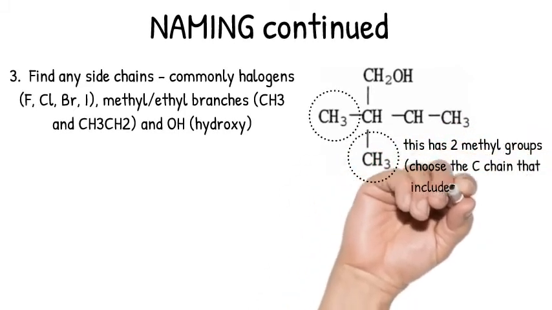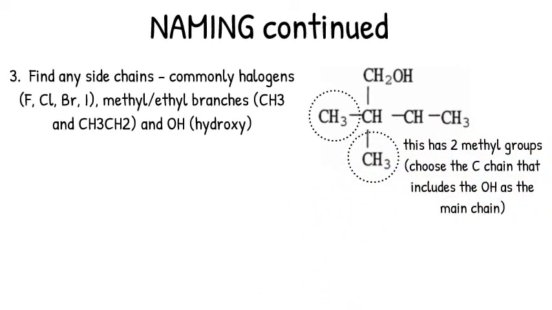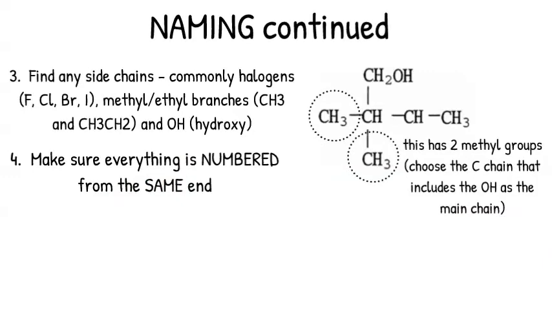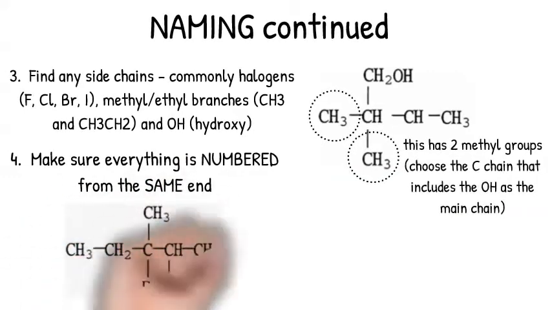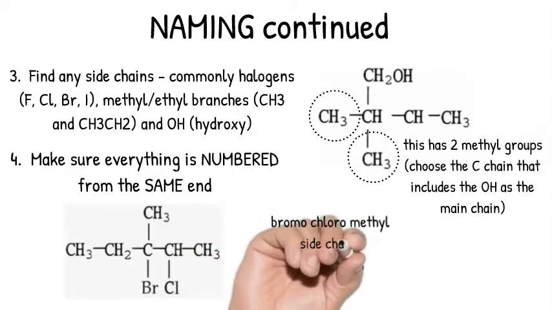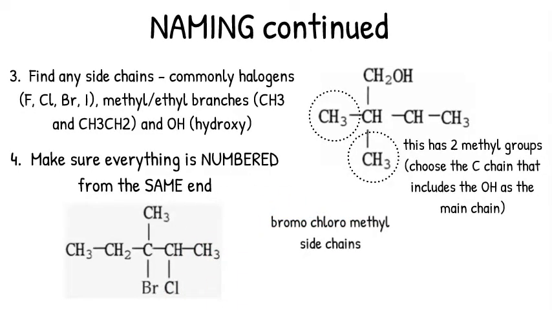Then we have to make sure that all of these branches or side chains are numbered from the same end. In this example here, we have a methyl, a bromo, and a chloro. We can either number it 3,3,4 or 2,3,3. So we choose 2,3,3, giving us the lowest number.